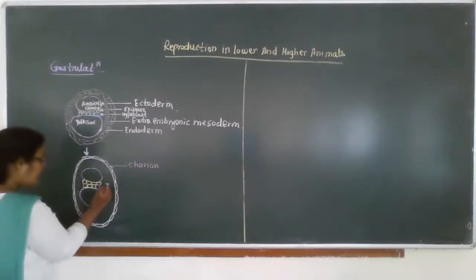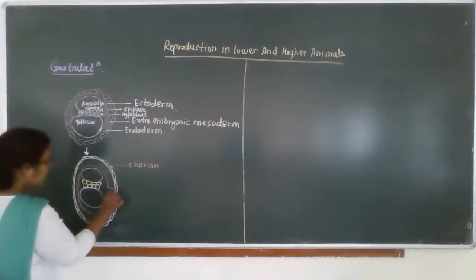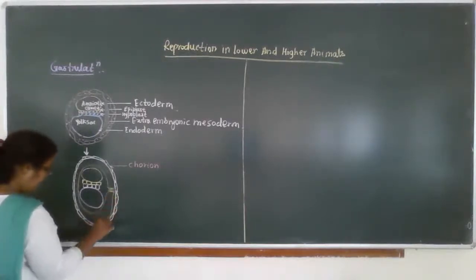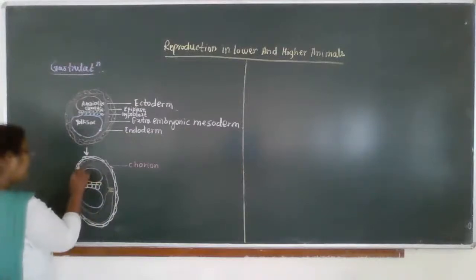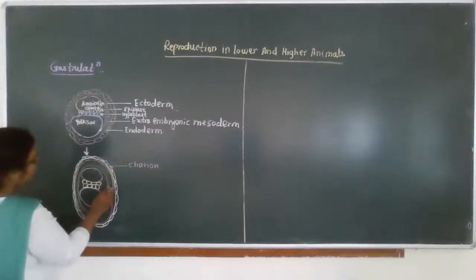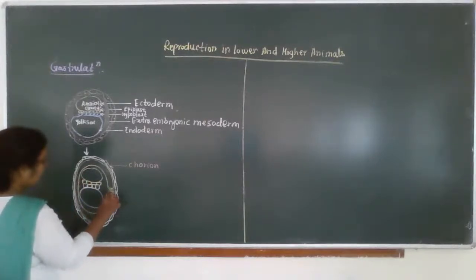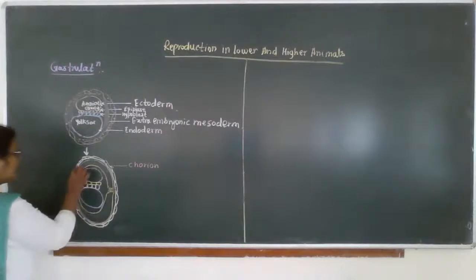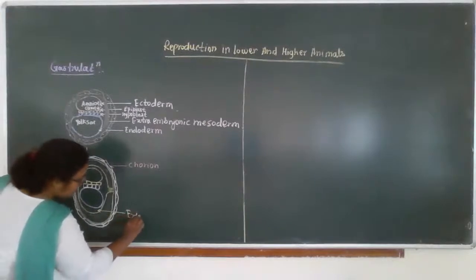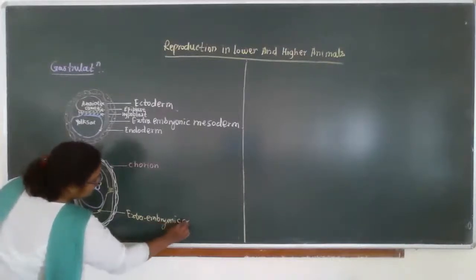And it has an attachment here. This is the site from where the placenta will form. So this cavity is called the extra embryonic coelom. This cavity is now called the extra embryonic coelom. So just what change happened? This is the extra embryonic coelom.